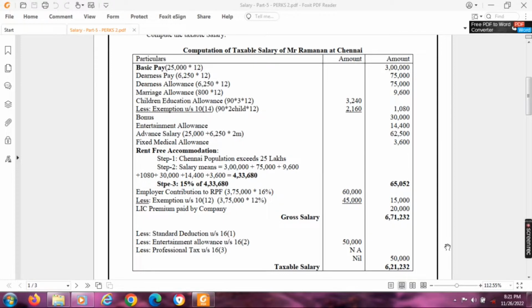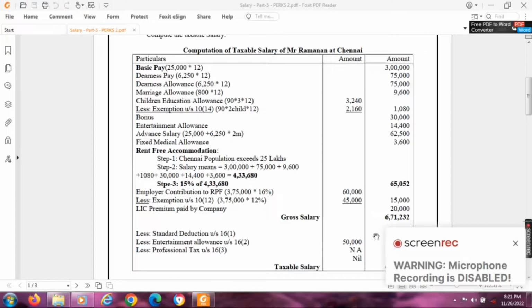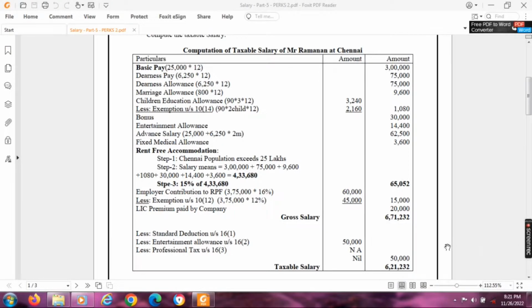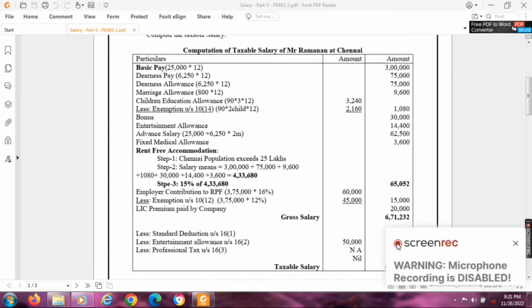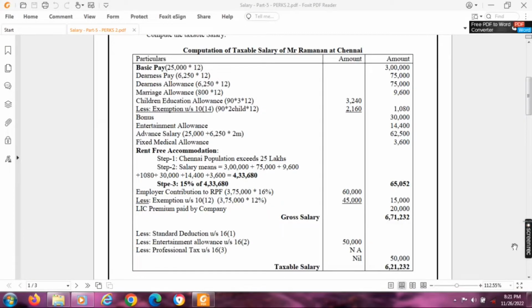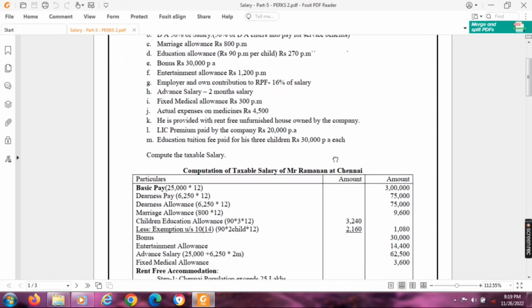Next, fourth part, employer contribution to RPF. 16% of salary. Here salary means basic plus DP. So 3 lakh plus 75,000, 375 into 16%. In that we can claim exemption up to 12%. So balance only taxable. Next one, LIC premium paid by the company, rupees 20,000. LIC premium paid by company. This amount was fully taxable in the hands of the employee as a monetary PEX benefit, and this amount also qualified for 80C. Okay. Next, education tuition fee paid for three children, rupees 30,000 per annum each.